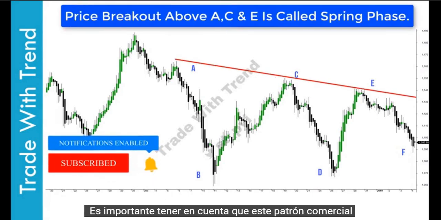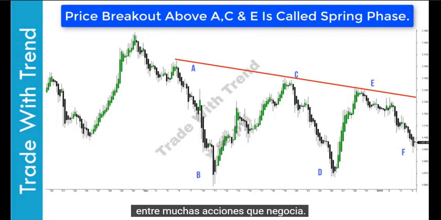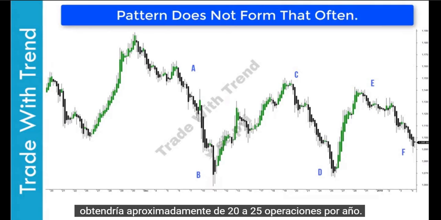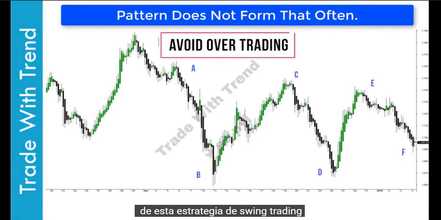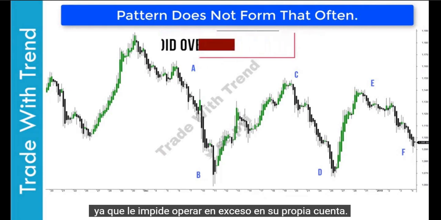It's important to note that this trading pattern does not form that often, and hence you won't have to choose between many stocks that you trade. If you track 10 to 15 stocks, then based on this method, you would get roughly 20 to 25 trades per year. This is one of the positive points of this swing trading strategy, as it prevents you from overtrading in your own account.